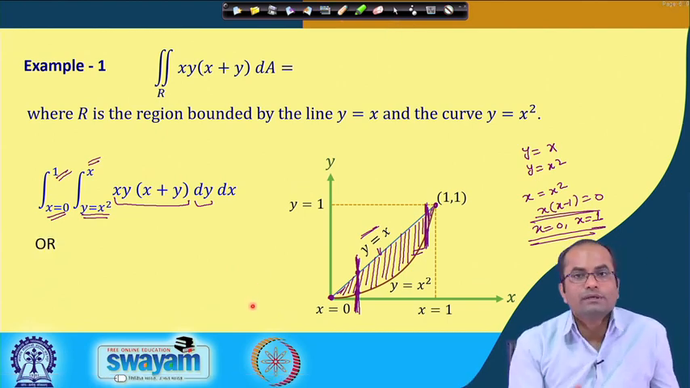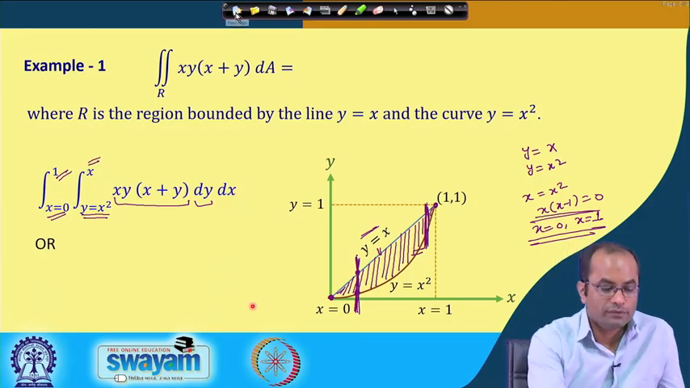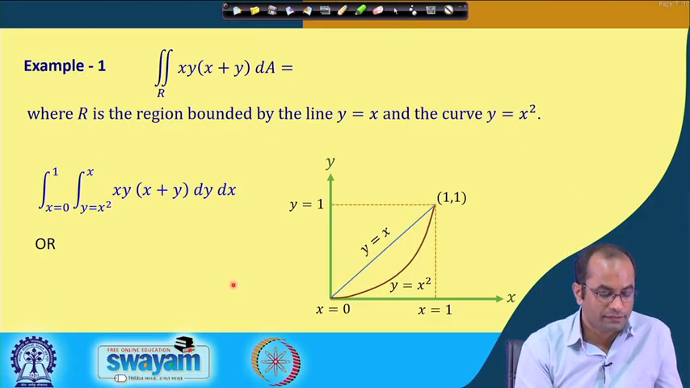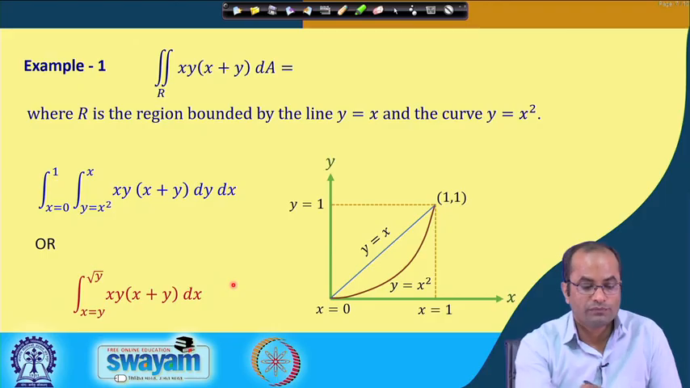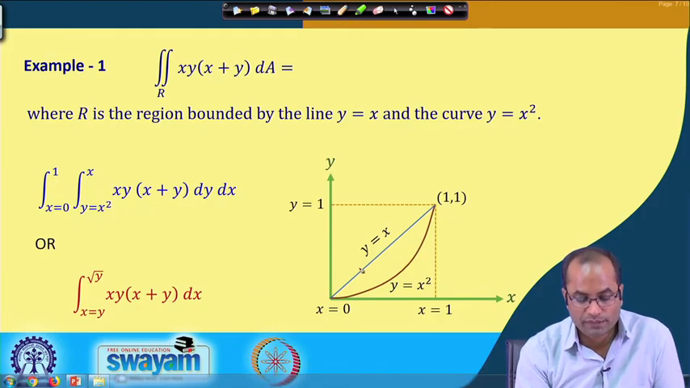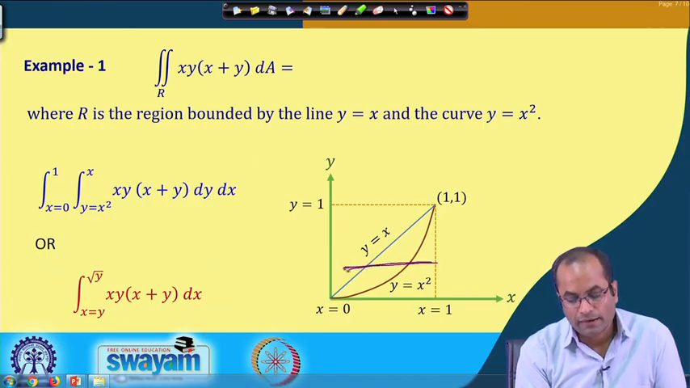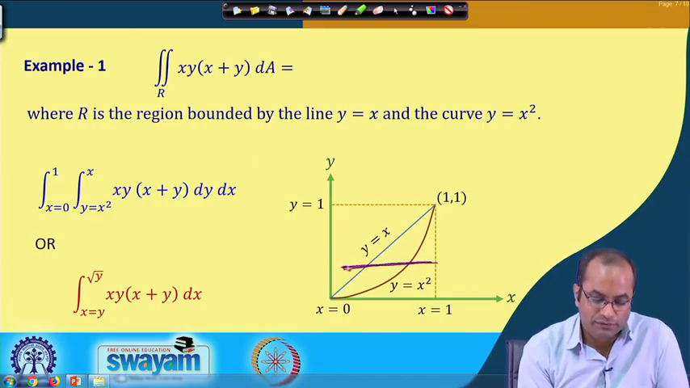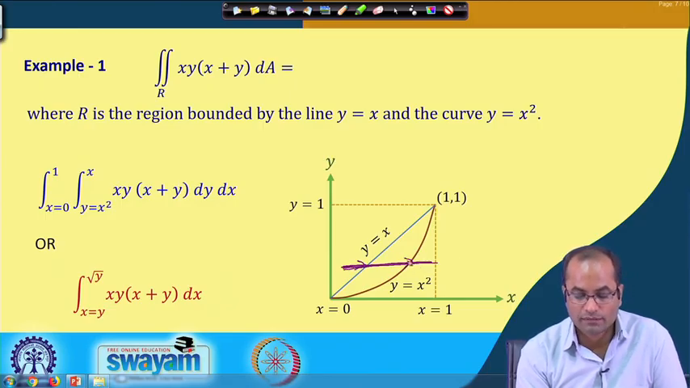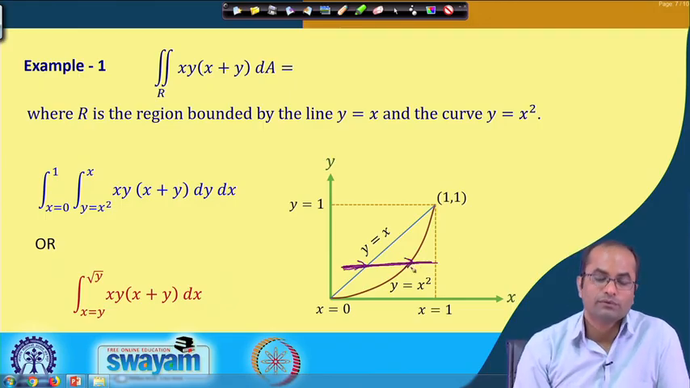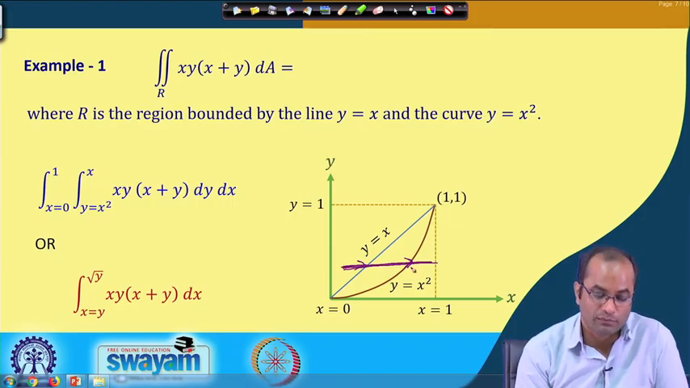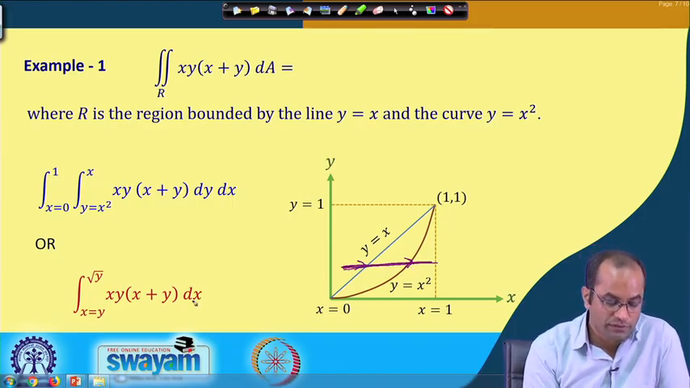Or what we can do, we can take the limits the other way around as well. So, if we consider, for example, first with respect to x, what we have to do is draw a line parallel to the x axis. This line is entering the region at y is equal to x and leaving this domain at y is equal to x square, this parabola. So, while entering here, we are putting the limit for x.